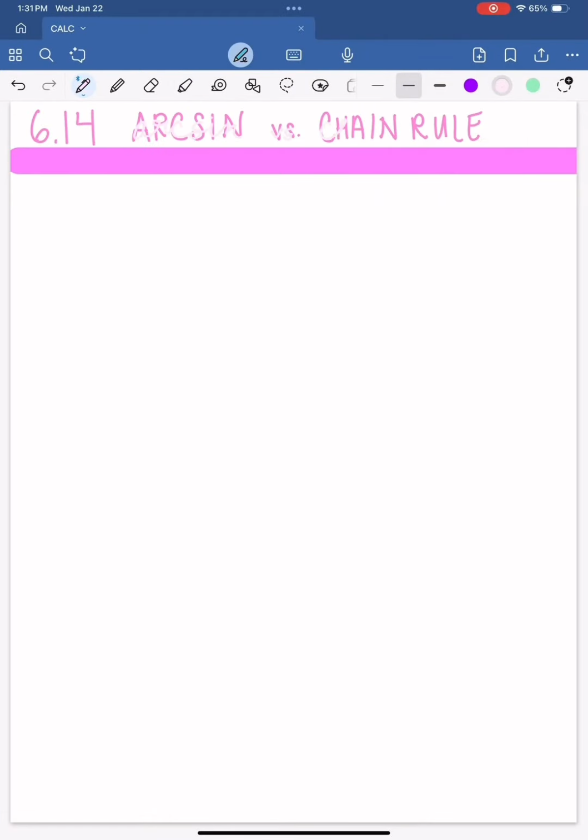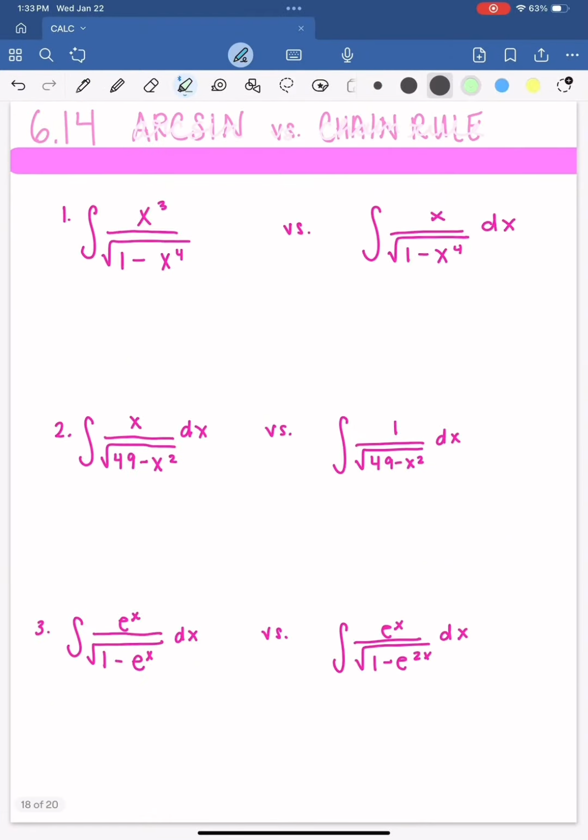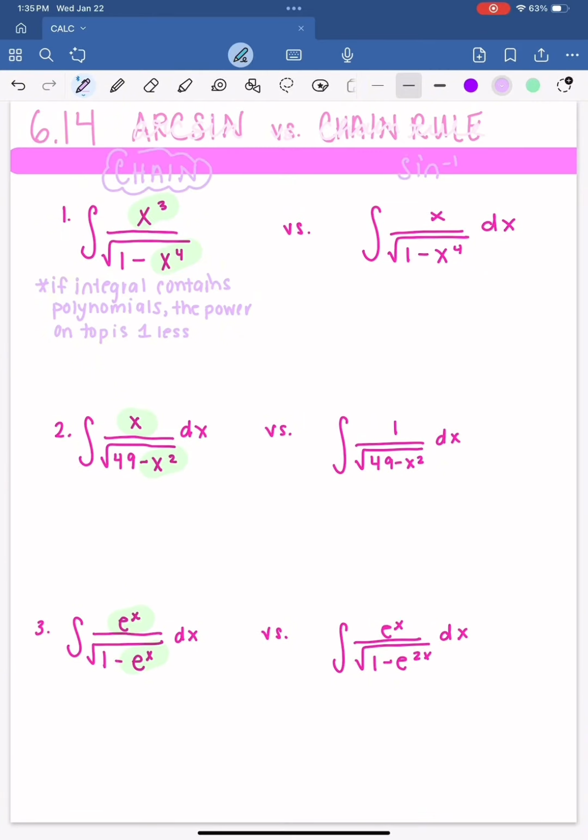Today we're going to talk about how to tell the difference between an arcsin integral and a chain rule integral. So you can see here I have a bunch of different examples, and I'm going to go ahead and highlight in green what I think is important. So my first rule is if the integral contains polynomials, the power on top is going to be 1 less than the power on the bottom if it's chain rule.